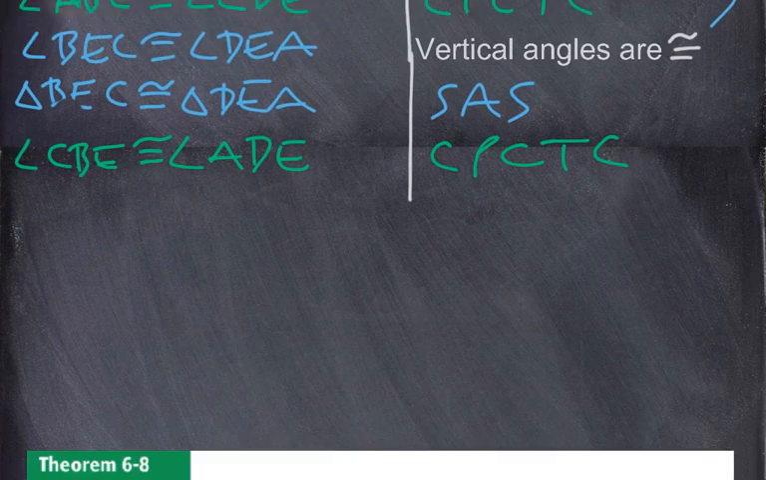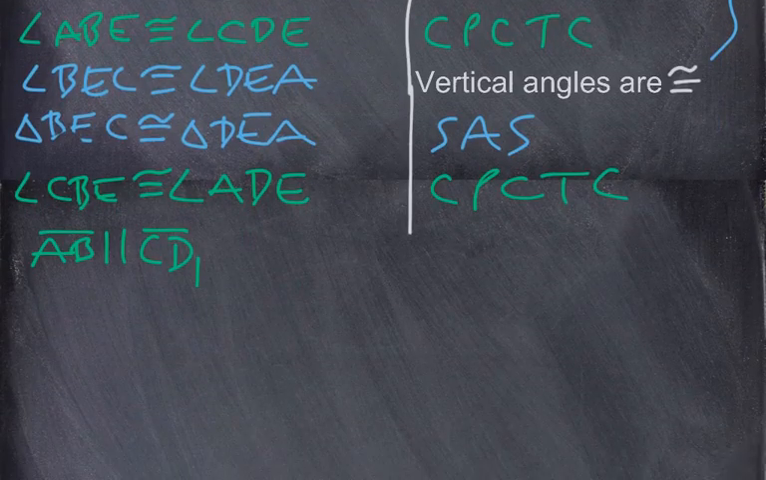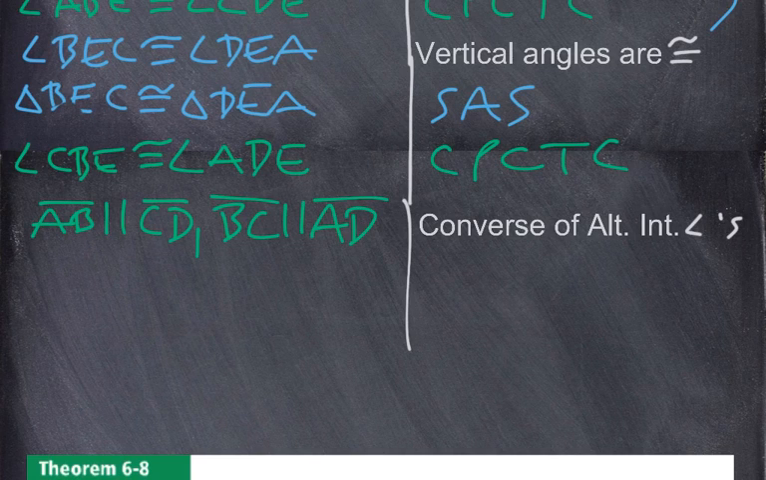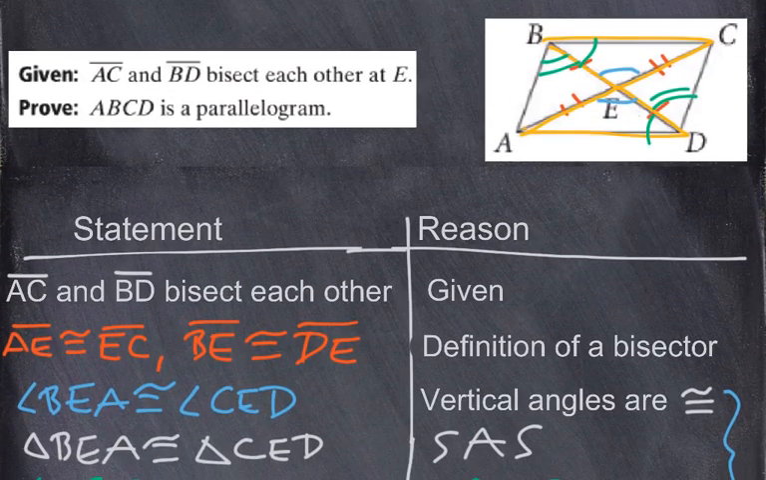So we can conclude that AB is going to be parallel to CD, and we can also say that BC is parallel to AD. And why is that? Well, that is the converse of the alternate interior angles theorem. Okay, again, if alternate interior angles are congruent, the sides must be parallel.